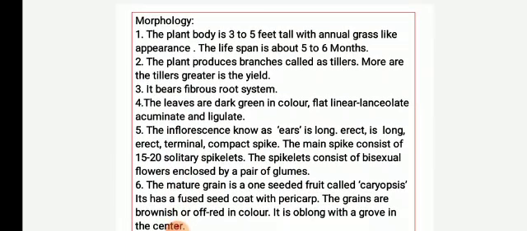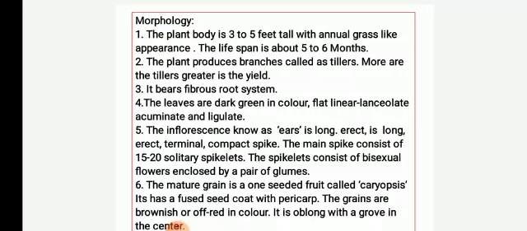The leaves are dark green. Leaves are flat, linear, lanceolate, lance-shaped, acuminate and ligulate. It is with acuminate apex.